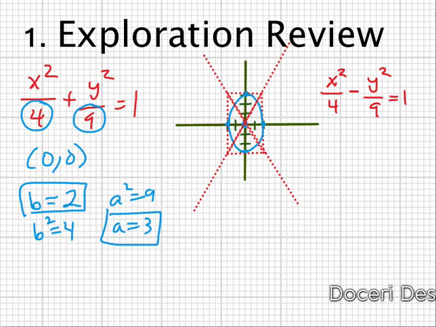Now the question is, which direction is this going to face? Is it going to go up and down, or is it going to go left and right? Well, the way you tell that is by the negative sign. Whichever value is positive, that's the direction your hyperbola is going to face. So because my x squared is positive, this hyperbola is going left to right.